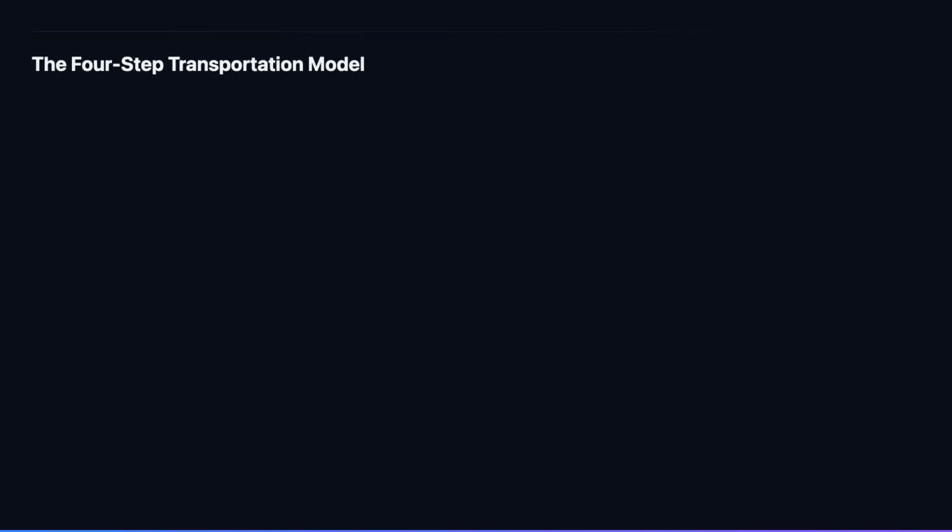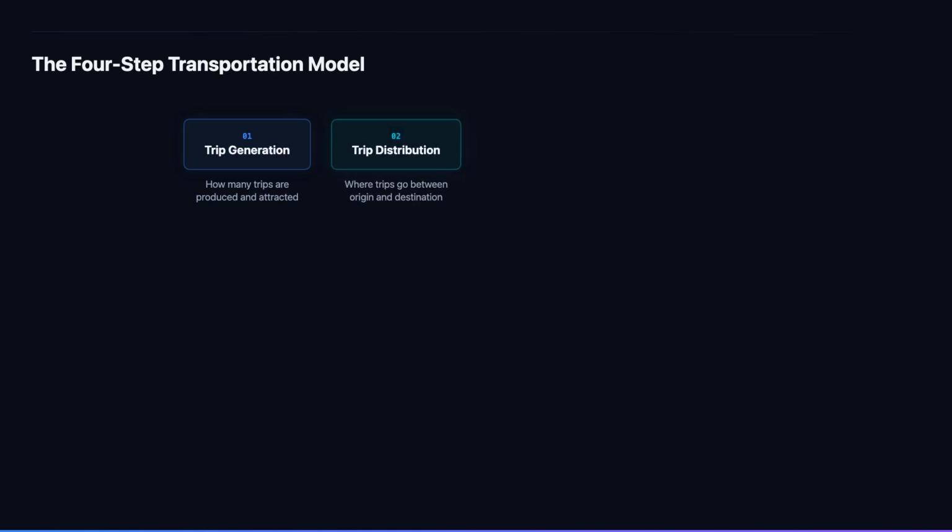The four-step model is the foundation of transportation demand forecasting used by planners worldwide. Trip generation estimates how many trips originate from and are attracted to each zone in the study area. Trip distribution connects origins to destinations, showing the flow patterns across the network.